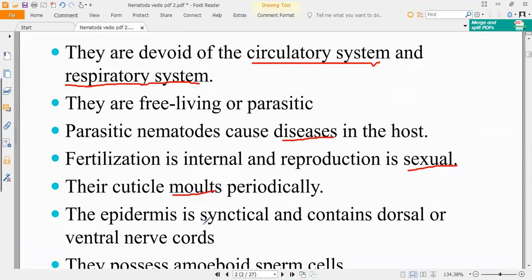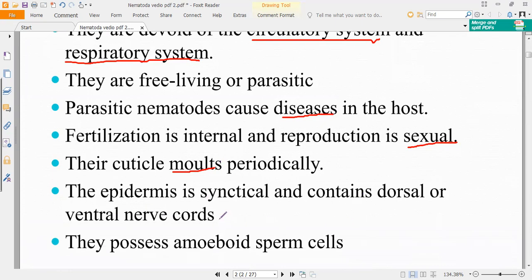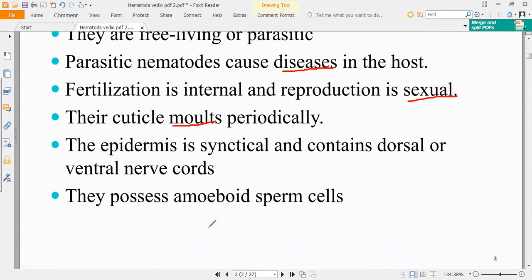The other thing is their epidermis is syncytial and contains dorsal and ventral nerve cords. In terms of their sperm, they possess amoeboid sperm cells, meaning that the sperm does not have a flagellum. It is amoeboid.